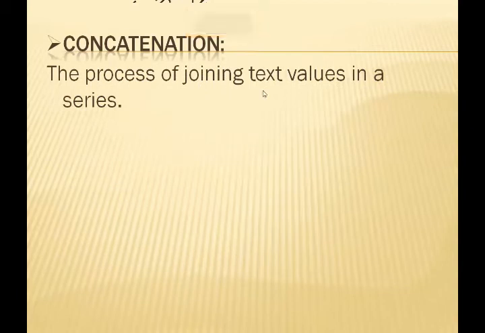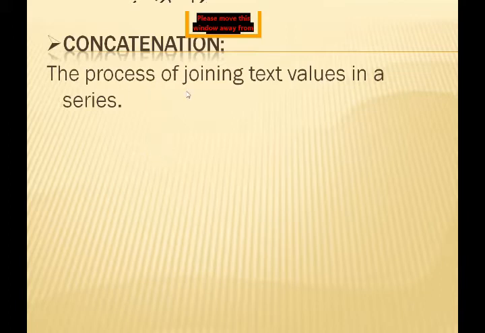Now concatenation. It is the process of joining text values in a series. If you are joining two words together, like respect and elder, these are two words. If you are joining these two words, we call it concatenation. Take and class are two words, and joining these two words is called concatenation.